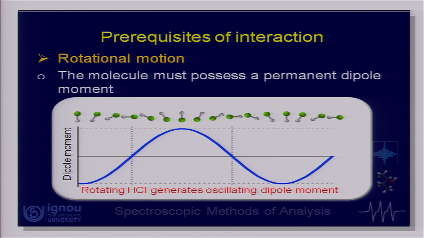So, what do we see? What we see is that as this molecule of HCl is rotating, the dipole moment keeps on changing, because when it was in this orientation, the dipole moment was somewhere here. The moment it rotates a little, about say 30 degrees or so, this is the dipole moment. It comes like this, so at this orientation it is somewhere here, and so on and so forth. So as this molecule of HCl rotates, it generates an oscillatory dipole moment, and that is very, very important.